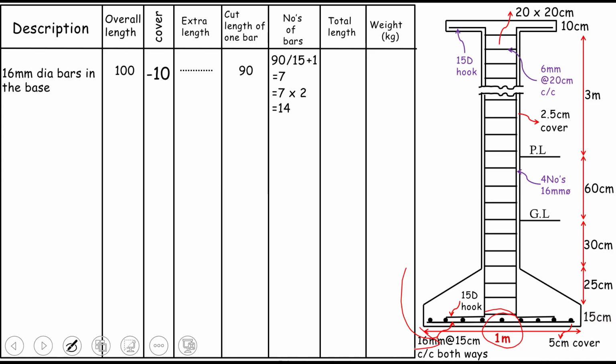Now, the total length can be actually the length of 1 bar times the number of bars. Are you guys hearing me? Because my internet connection is a little bit unstable.